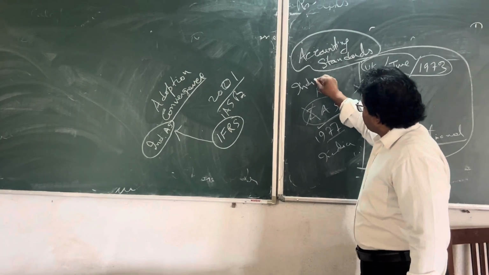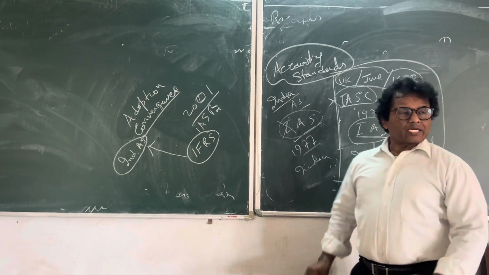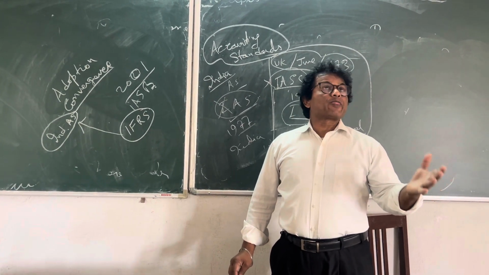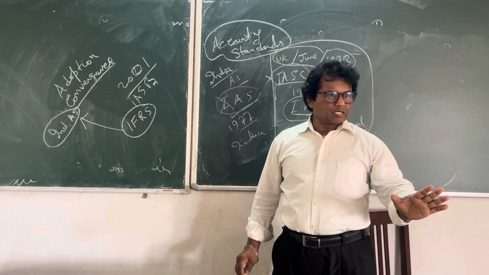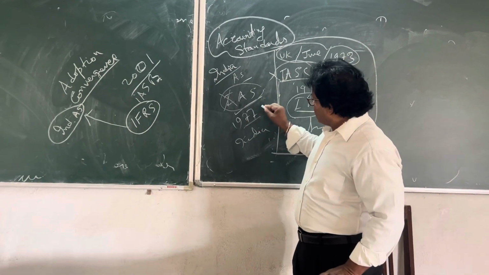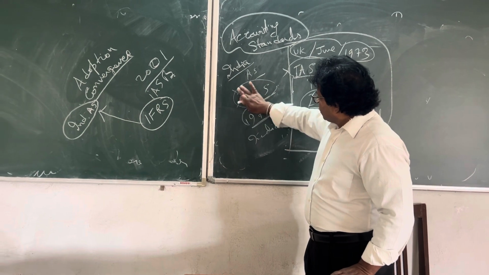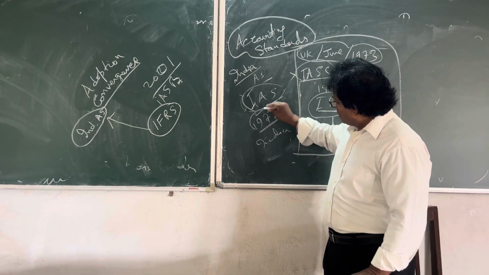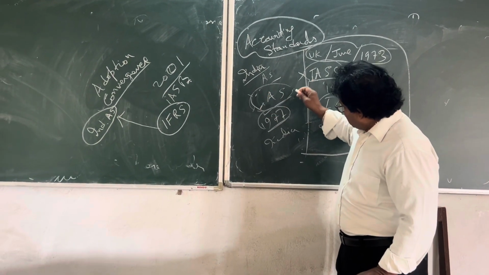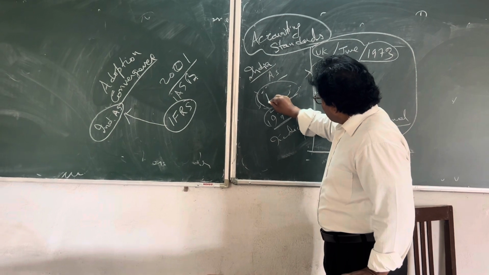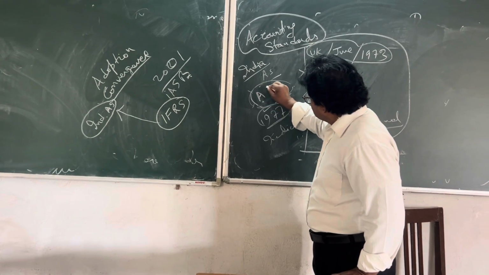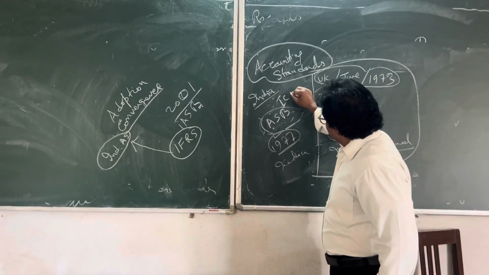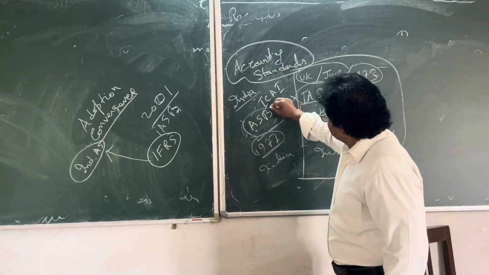What happened in India? The Institute of Chartered Accountants of India was formed in 1949, all of you know it, by an Act of Parliament. And in 1977, the Institute of Chartered Accountants of India formed the ASB, the Accounting Standards Board. This is formed by ICAI. ICAI means Institute of Chartered Accountants of India.